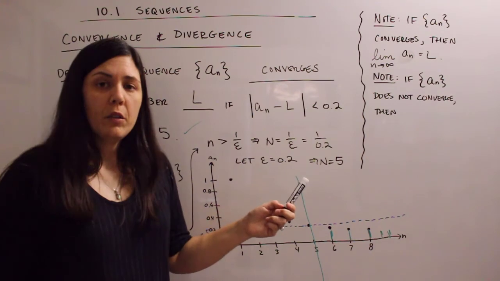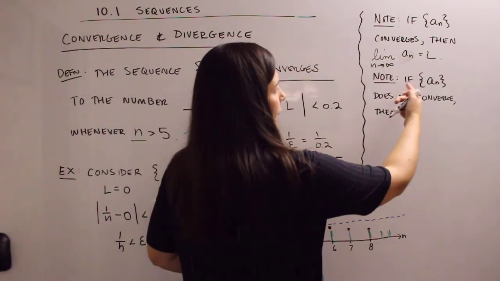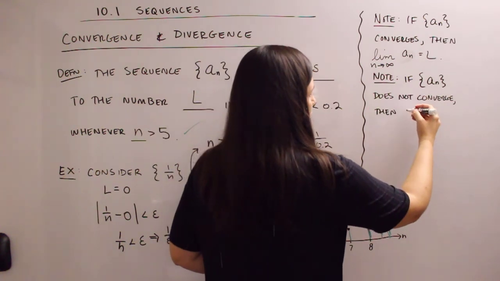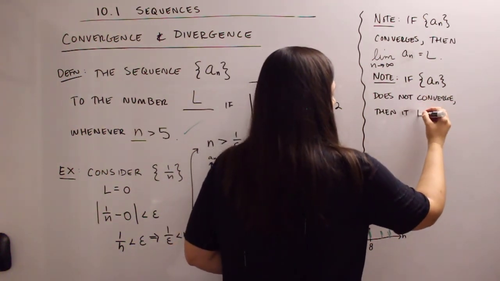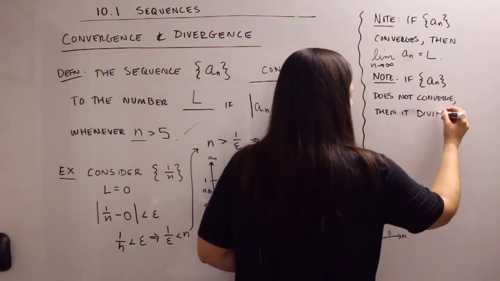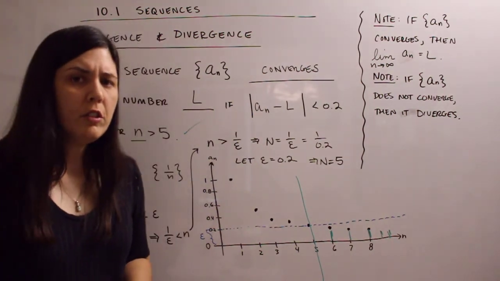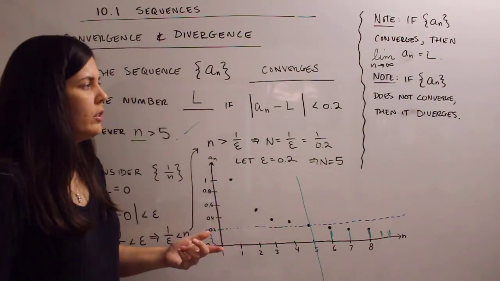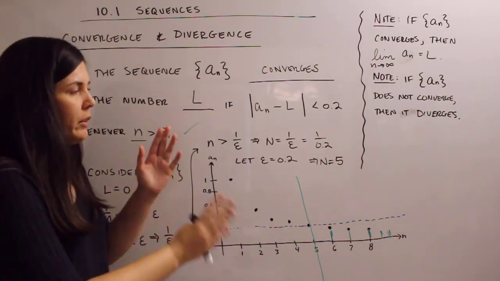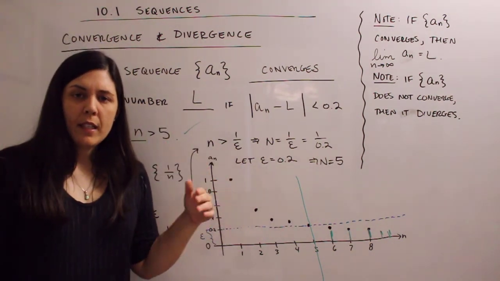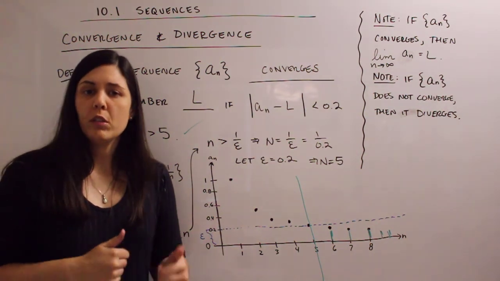And then the last thing to note here, before we move on to some examples, is if a sub n does not converge, then we just say it diverges. Basically, you always are trying to figure out, does it converge? And if you conclude it does not converge, then you just say, well, then it must diverge. Okay, so this is a brief introduction to sequences. And in the next video, I'm going to give you some rules and theorems, and we'll look at some examples.